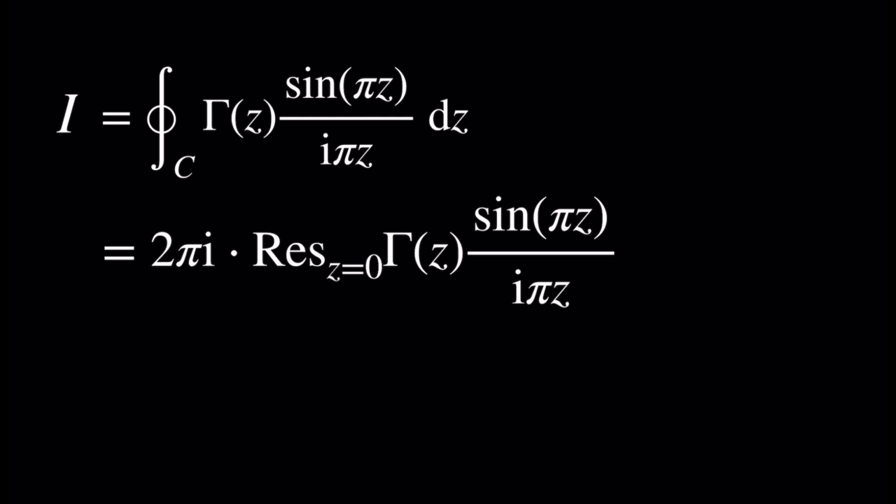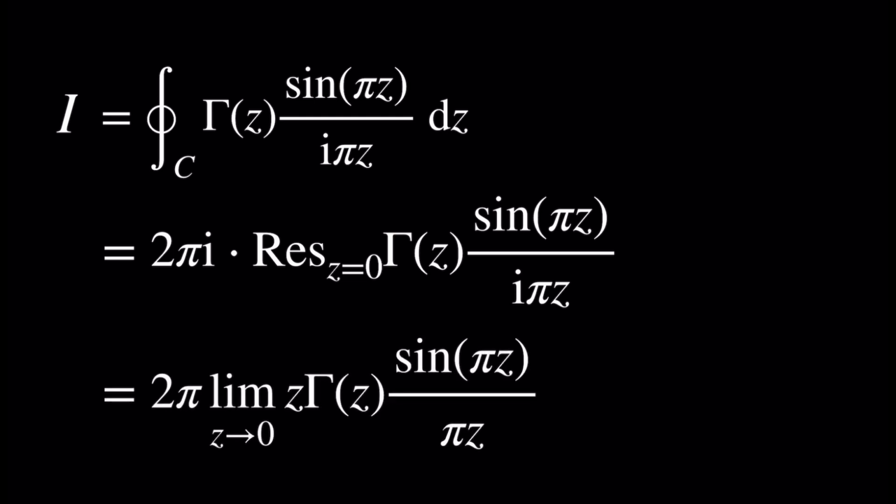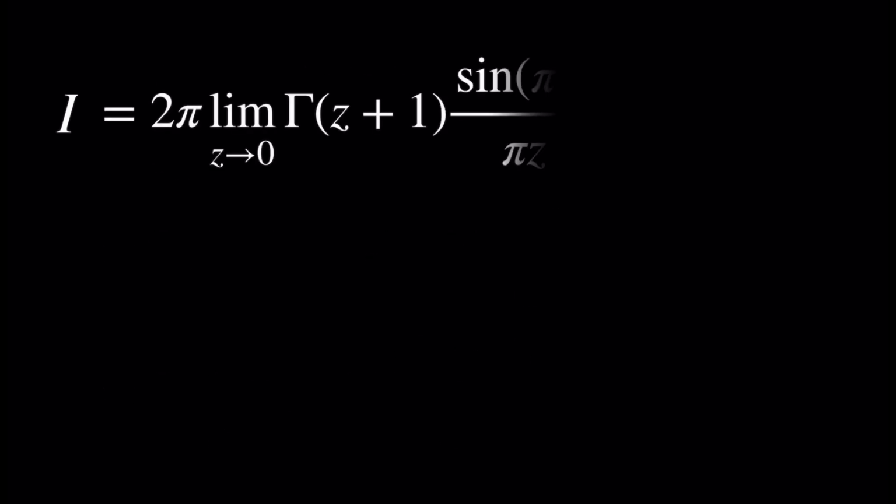Now, because we have a simple pole, to get the residue all we have to do is multiply the integrand by z and then take the limit as z tends to 0. Okay? Now, z times gamma of z is equal to gamma of z plus 1. So we just replace that, and then we take the limit.